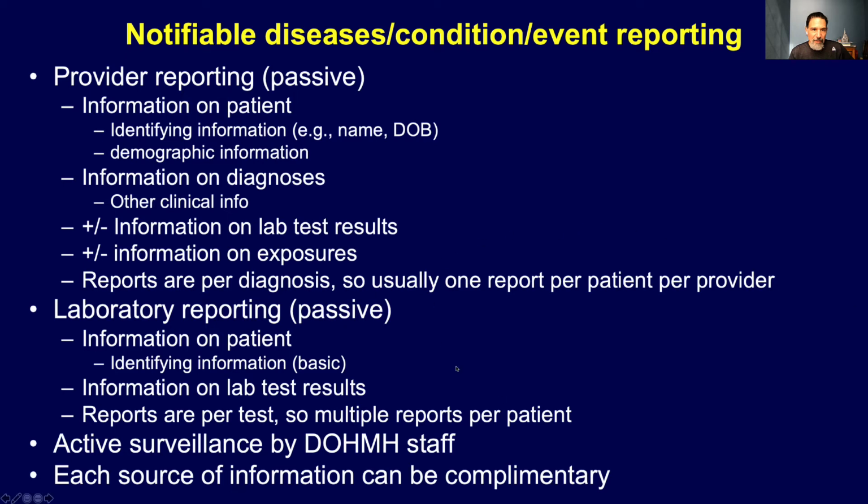And you can complement or even replace provider reporting and lab reporting with something that's more active surveillance. But usually it's some combination of these three things. Usually it's passive, and sometimes where there are resources available or where the goals of the surveillance system dictate it, active surveillance is a key part of the system.